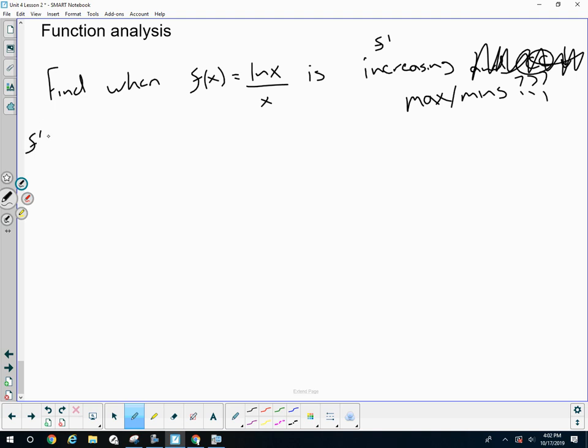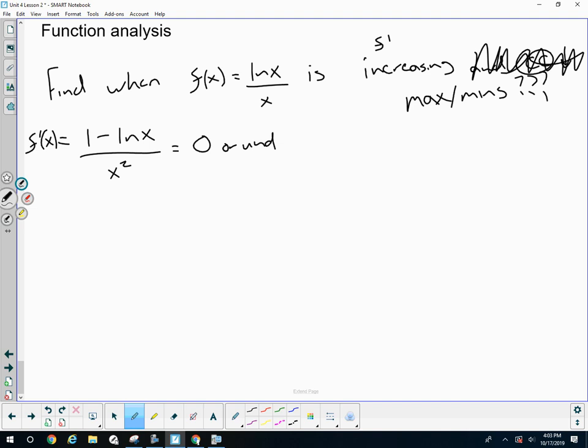Got to figure out when f prime is equal to 0 or undefined. That's when signs could change. That's when I could go from increasing to decreasing or vice versa. I need to be able to take the derivative. We already did this. It ends up being 1 minus log x over x squared. Okay. Now, got to find those potential sign change locations.